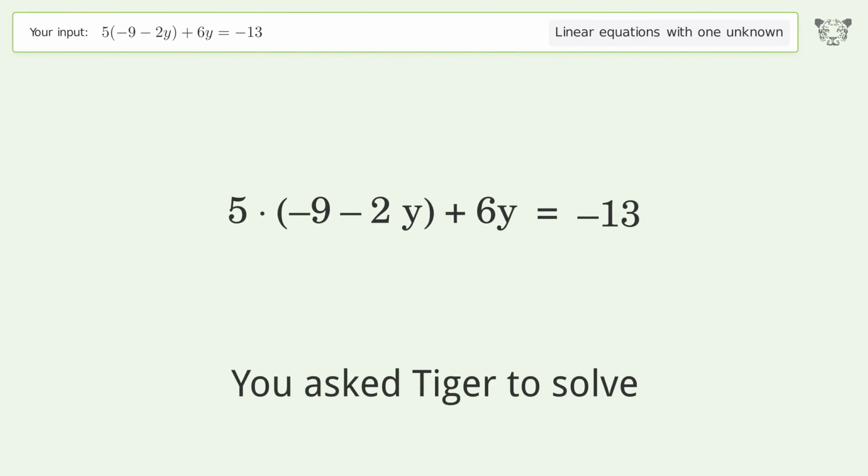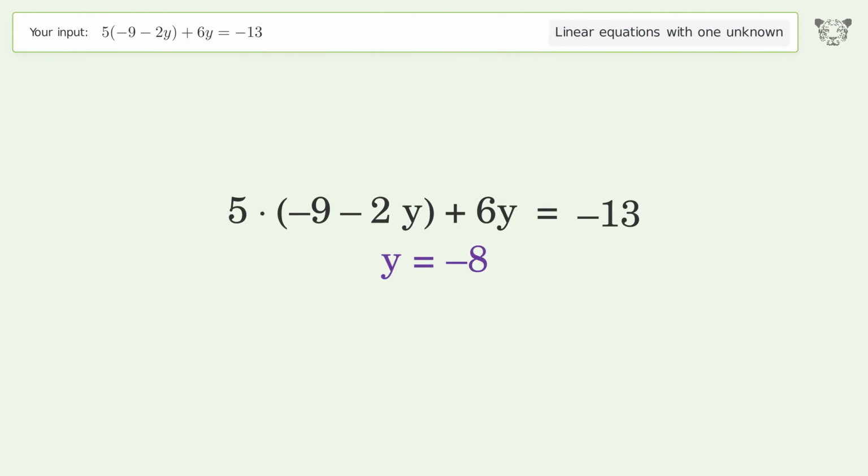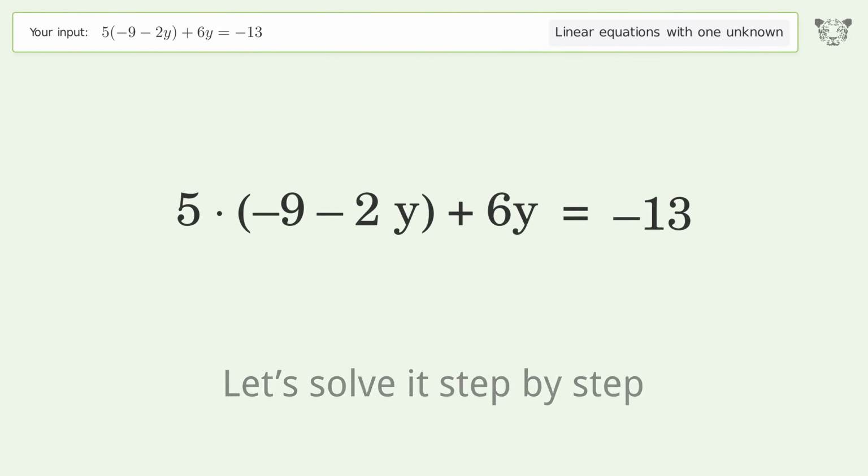You ask Tiger to solve this. It deals with linear equations with one unknown. The final result is y equals -8. Let's solve it step by step.